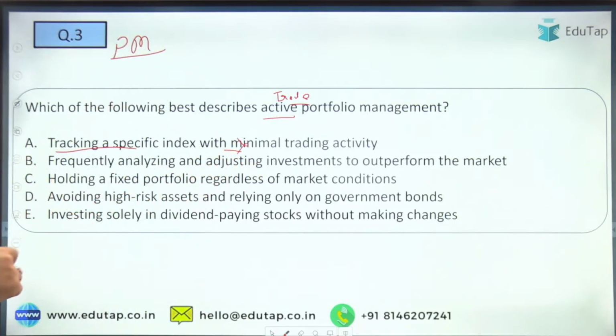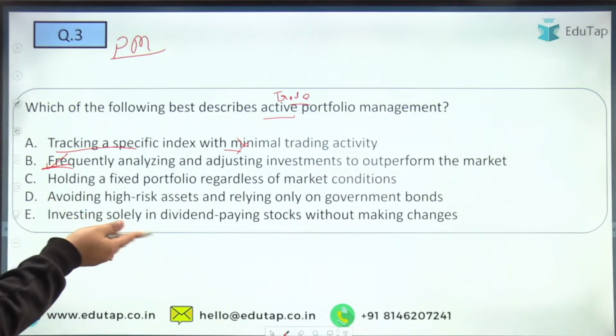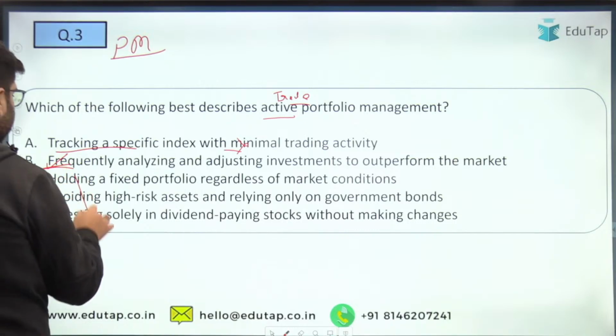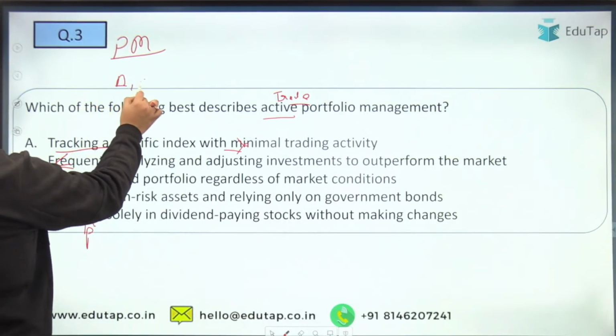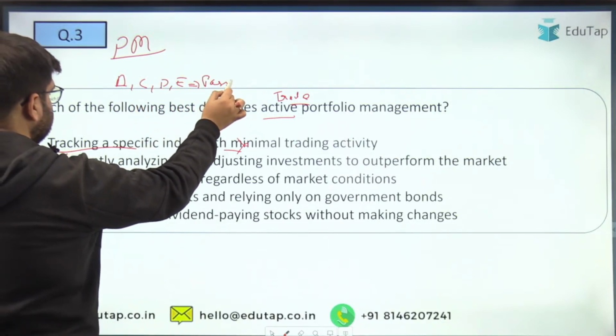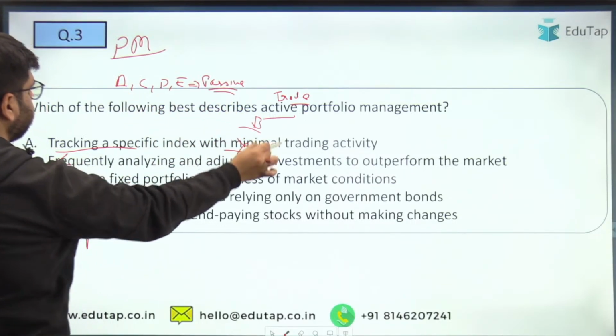Frequently analyzing and adjusting investments to outperform the market? Yes, this is the correct one. Okay, but let's see the others as well. Holding a fixed portfolio, avoiding high risk, investing solely in dividend paying stock. All these are basically passive. If I combine A, C, D and E, these are my passive. But the correct one for active is only option number B.